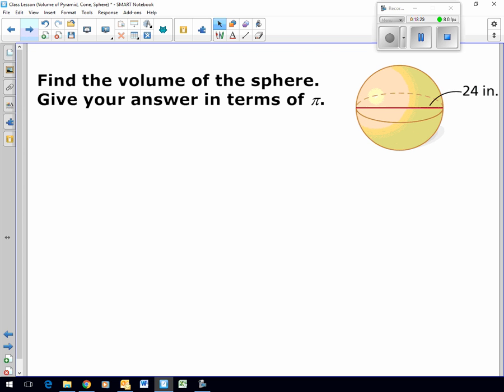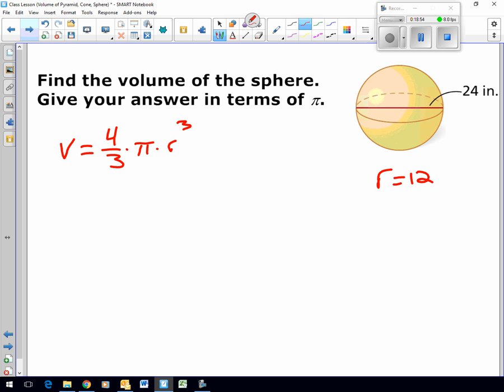All right, here we go. I haven't called on anybody over here in a while. Randy, you're on your phone. Randy, what is the radius of this particular sphere? Good. Radius is 12. Randy, what is the formula for the volume of a sphere? Okay, 4/3 times pi times radius cubed.